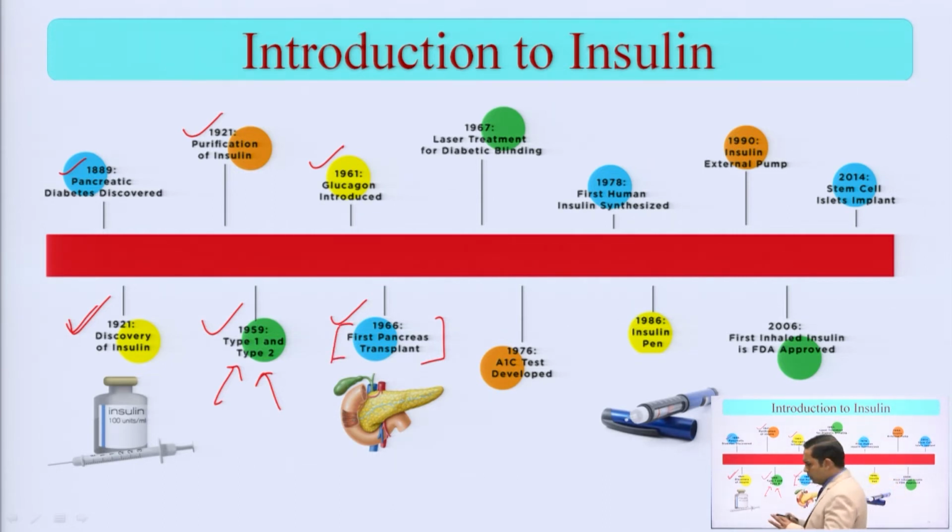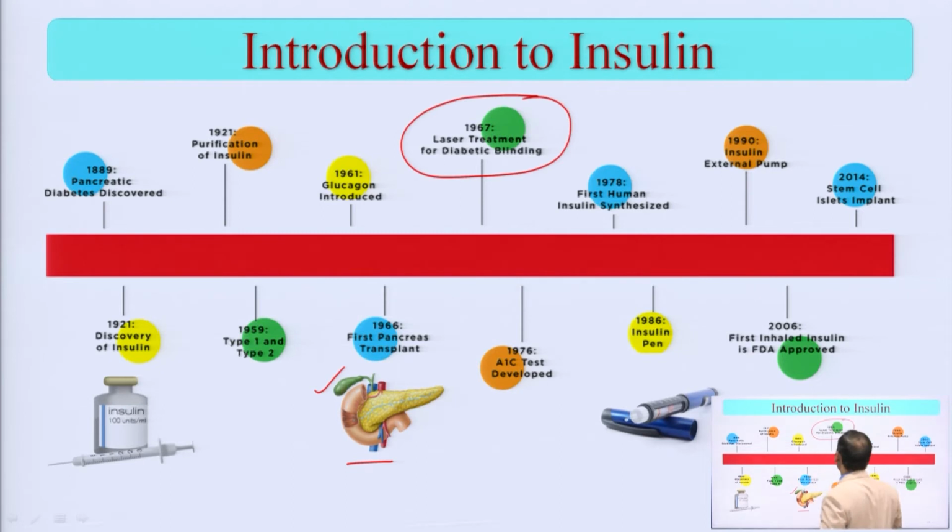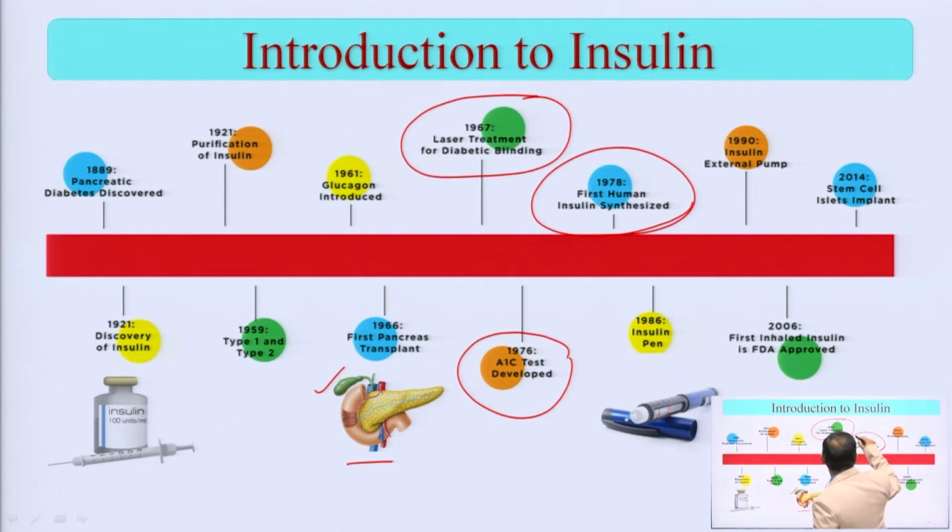In those days, scientists and people were convinced that if somebody has a complication with the pancreas, then insulin production will be low. So, if we transplant the pancreas, then it will work, and it was successful in those days. After that, in 1967, laser treatment for diabetic blindness happened. Then in 1976, the A1C test was developed, and the main good thing happened in 1978. The first human insulin was synthesized. This was a great discovery. I will tell you more about this.